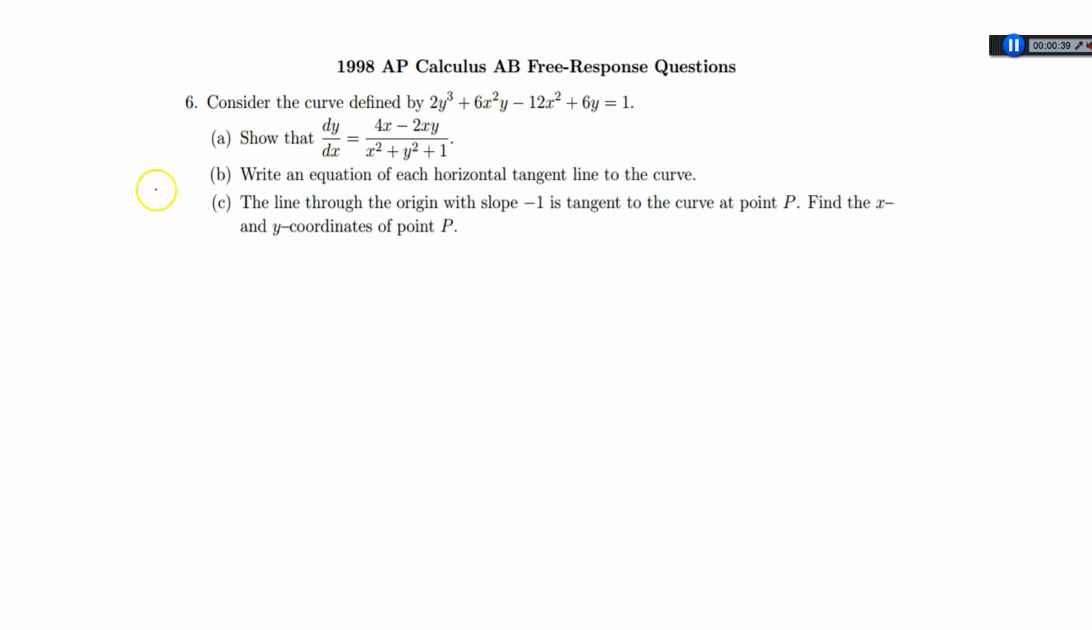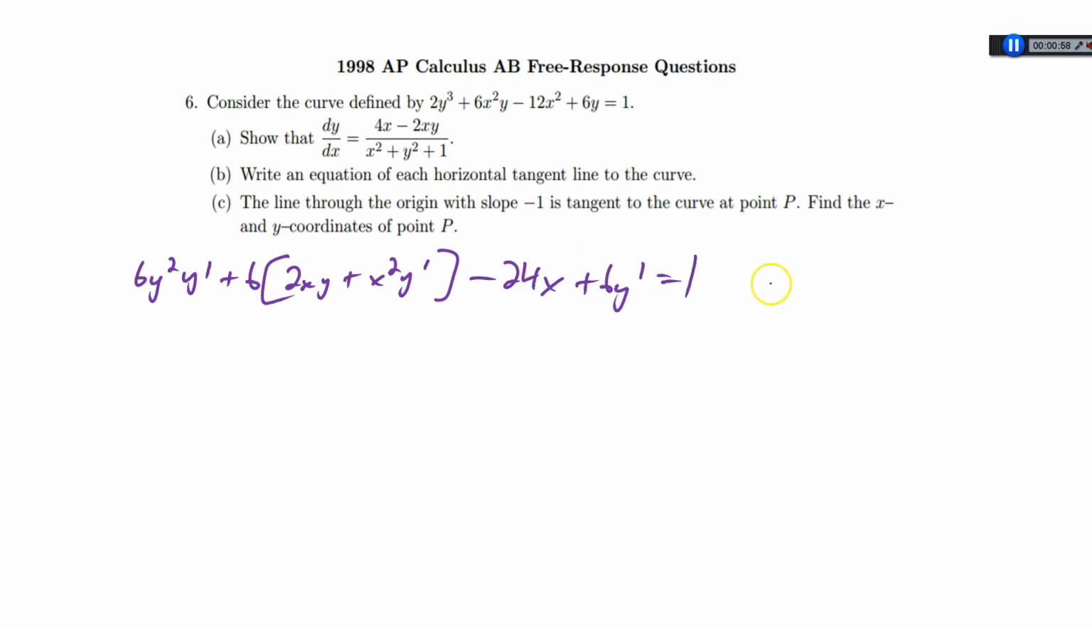The derivative of the first part is going to be 6y squared y prime. Then it'll be plus 6, and we have to do product rule, so 2xy. That's the derivative of the x squared part. Plus, now we'll leave the x squared alone, and we'll have y prime. And then minus 24x, and then plus 6y prime equals 0. Ooh, Mr. Fransky, that was close.